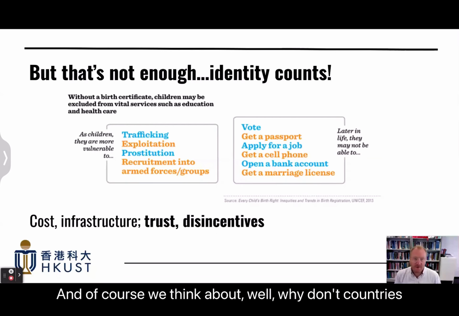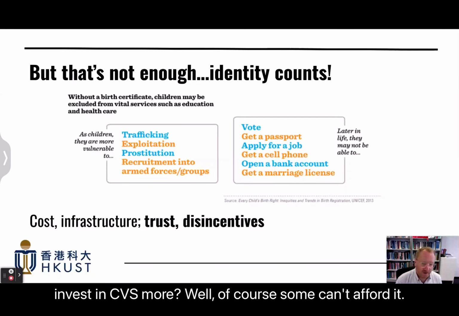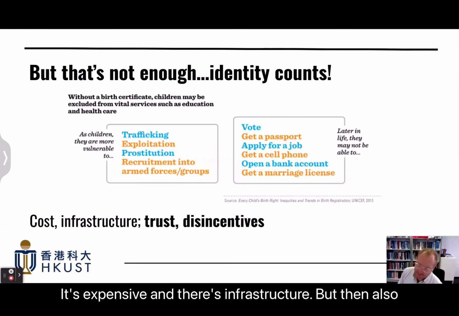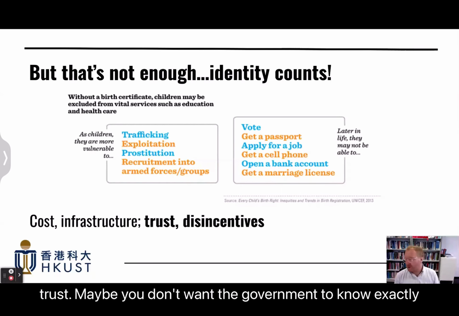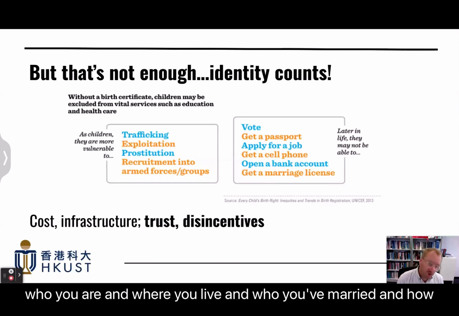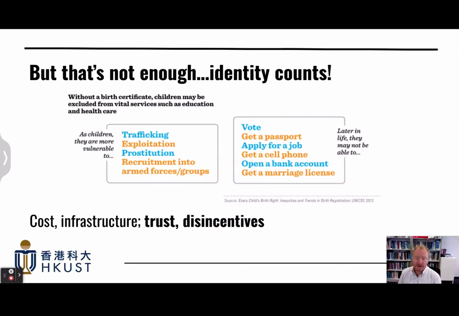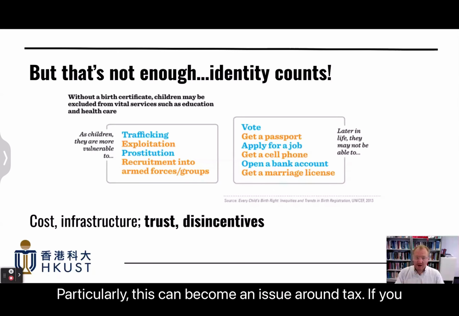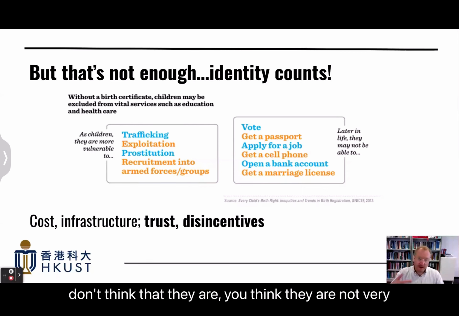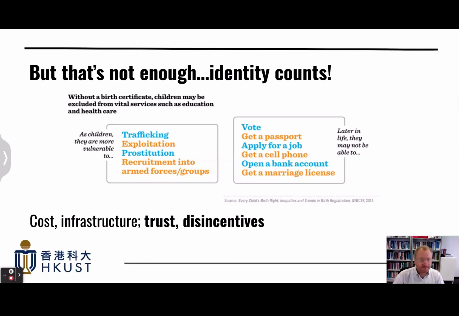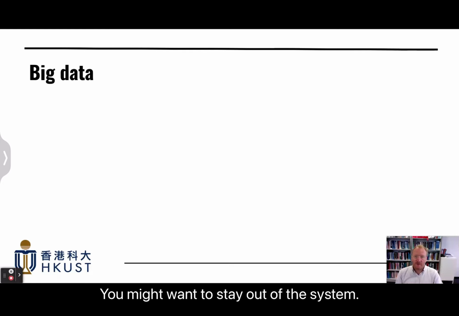And of course, we think about, well, why don't countries invest in CRVS more? Well, of course, some can't afford it. It's expensive and there's infrastructure. But then also in many countries and territories, there is a question of trust. Maybe you don't want the government to know exactly who you are and where you live and who you've married and how many children you have. Particularly, this can become an issue around tax. If you don't trust the government with your information, you think they are not governing very well, you might want to stay out of the system.